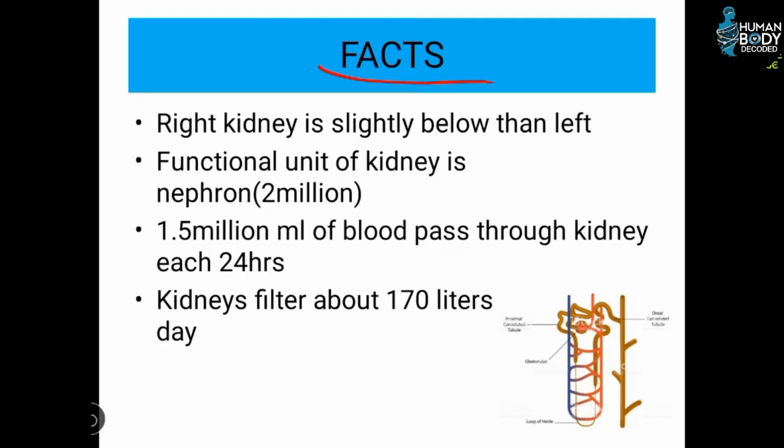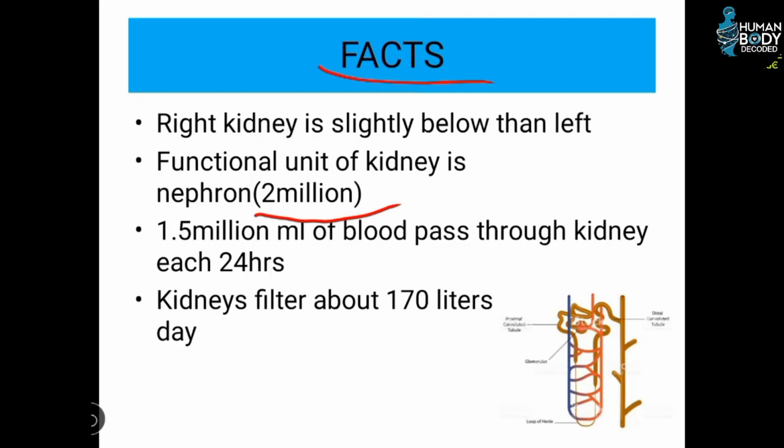You may be surprised to learn that the right kidney is slightly lower than the left kidney, and there is a reason for this. The liver is located on the right side of our body. The second fact is that the structural and functional unit of the kidney is called the nephron. The kidney is made up of nephrons, and there are a total of 2 million nephrons in our body.